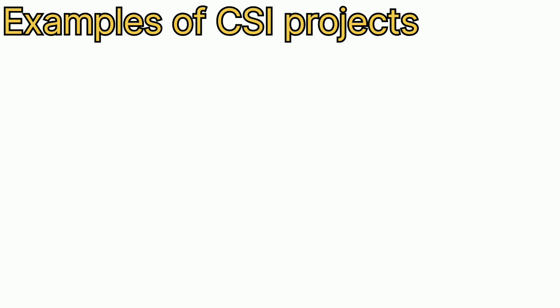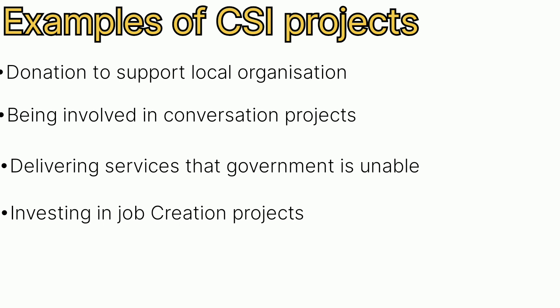Examples of CSI projects: donations to support local organizations, being involved in conservation projects, delivering services that government is unable or slow to deliver, building infrastructure, investing in job creation projects. As you know, investing in job creation projects will improve the community because poverty will decrease. They also offer donations, whose purpose, as I've told you already, is to raise the standard of living of the community. That's why offering donations might help. And being involved in conservation projects simply means helping out the government somewhere. Maybe the government wants to build a bridge and the money is not enough, so they contribute to raising the money to build the bridge.